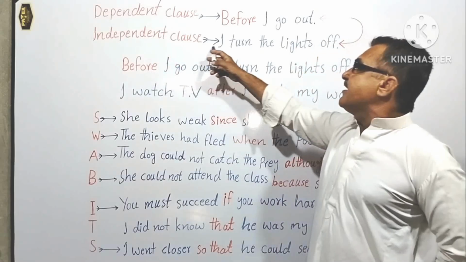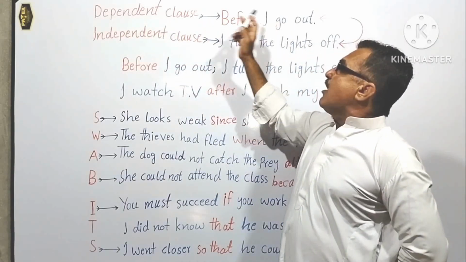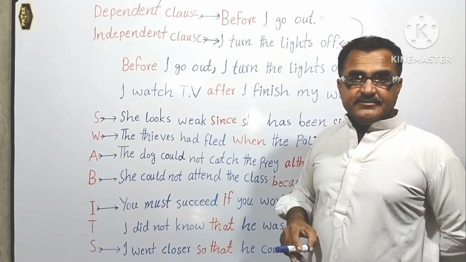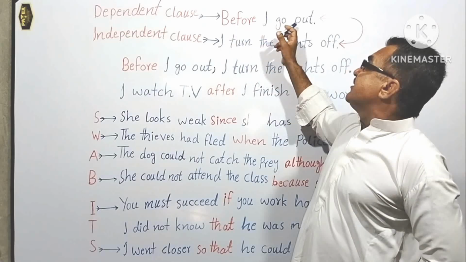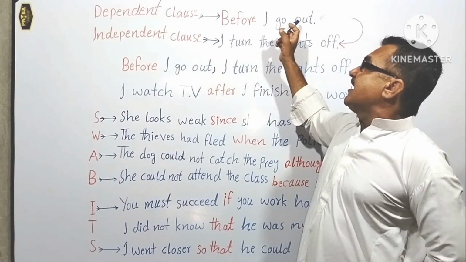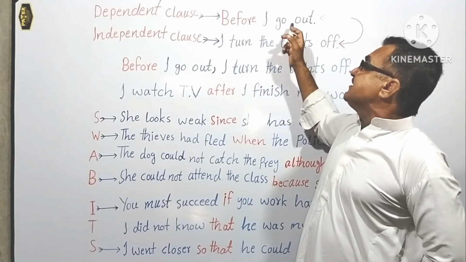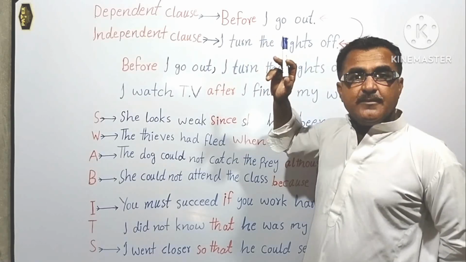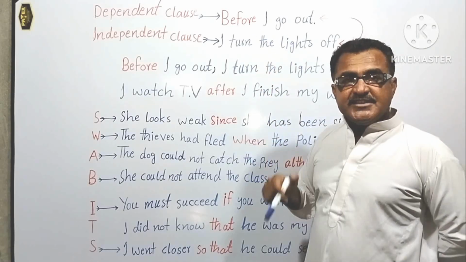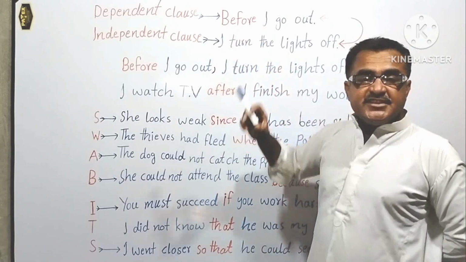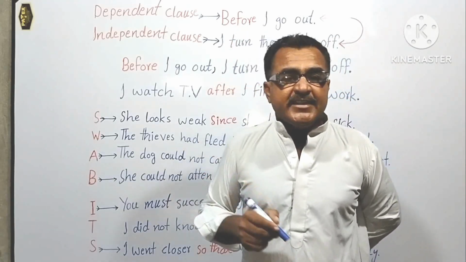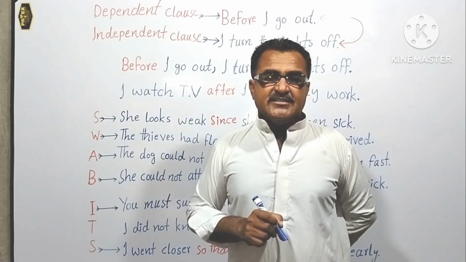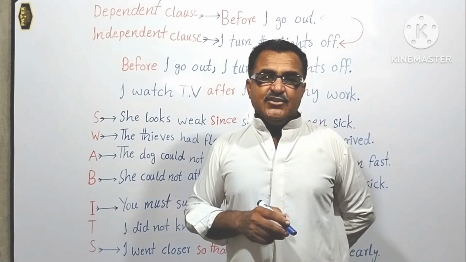Look at this, it is an independent clause. Before I go out, it is a dependent clause. I turn the lights off, it is an independent clause. So this is the word that makes this sentence a dependent clause, only because of this word. Otherwise it is a complete sentence, a full sentence with the core meaning. But the problem is that when a conjunction is attached to this sentence, now it becomes a dependent clause. It needs the help of another sentence. That's why it is called a dependent clause, or you can say a subordinate clause.